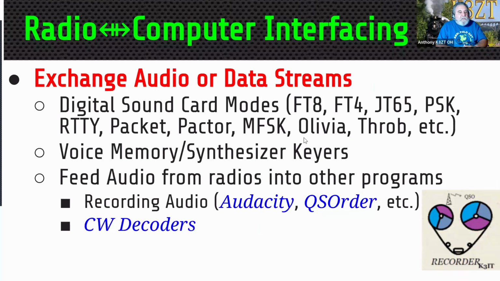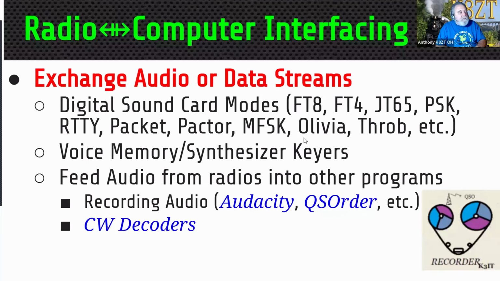We can also use it to exchange audio or data streams between the computer and the radio. So, of course, digital sound card modes such as FT8, FT4, JT65, PSK, RTTY, Packet, Pactor, MFSK, Olivia, Throb, and about 30 other modes, typically known as the digital sound card modes.